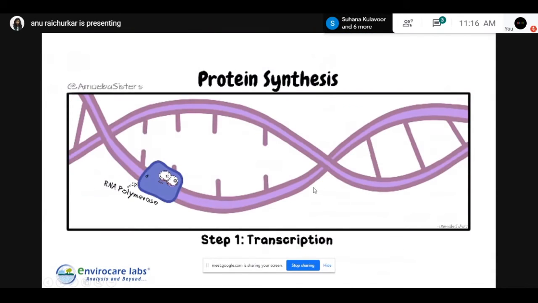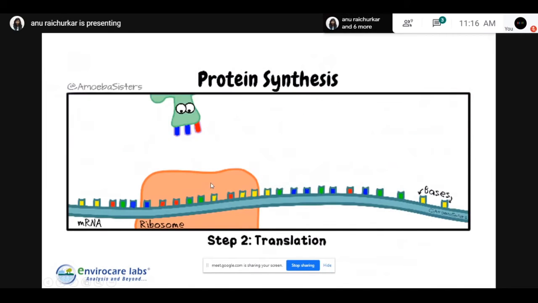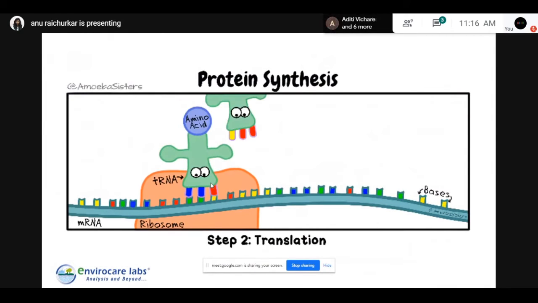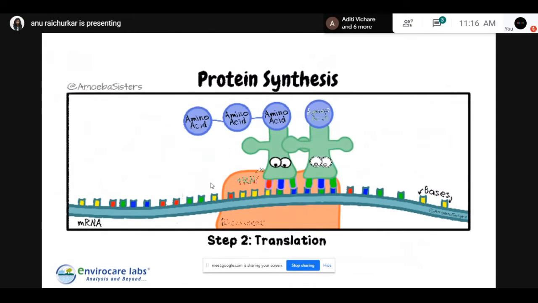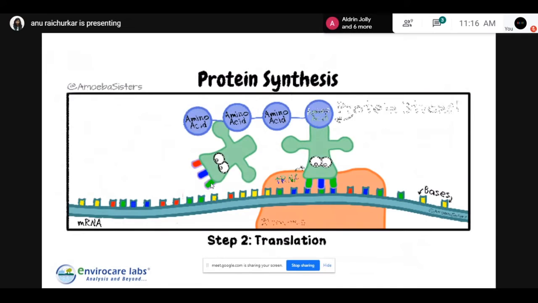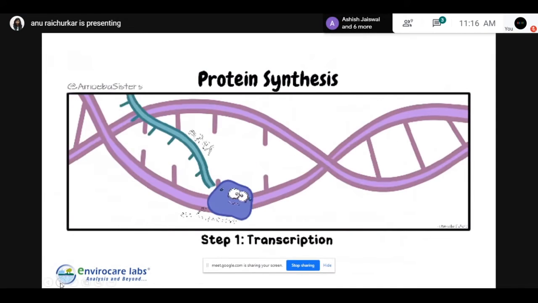I've just shown this animation showing how a DNA is converted into an mRNA, and later with the help of the ribosome, how the tRNA helps in formation of the chain of amino acids, which eventually will form the functional protein. This is the central dogma of life.